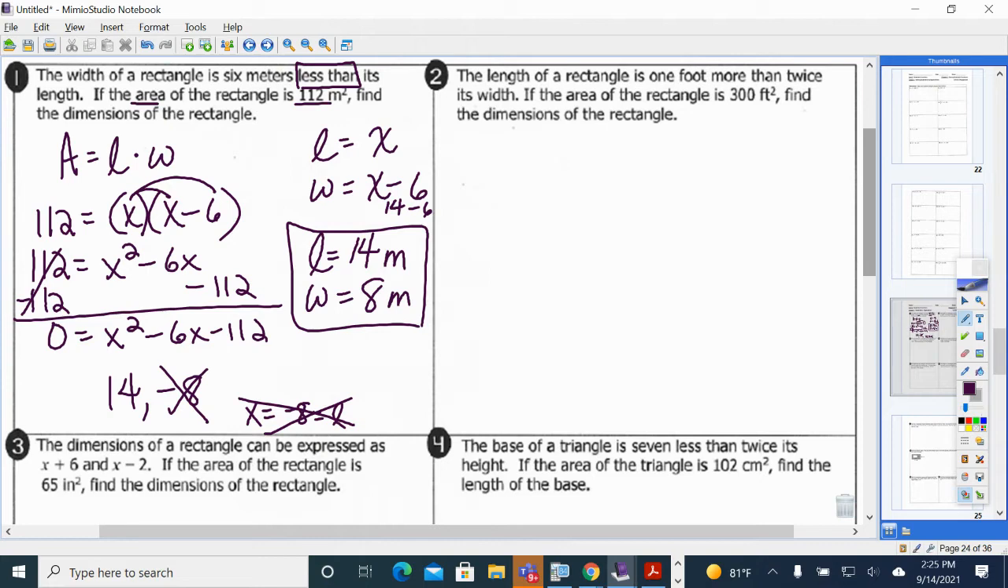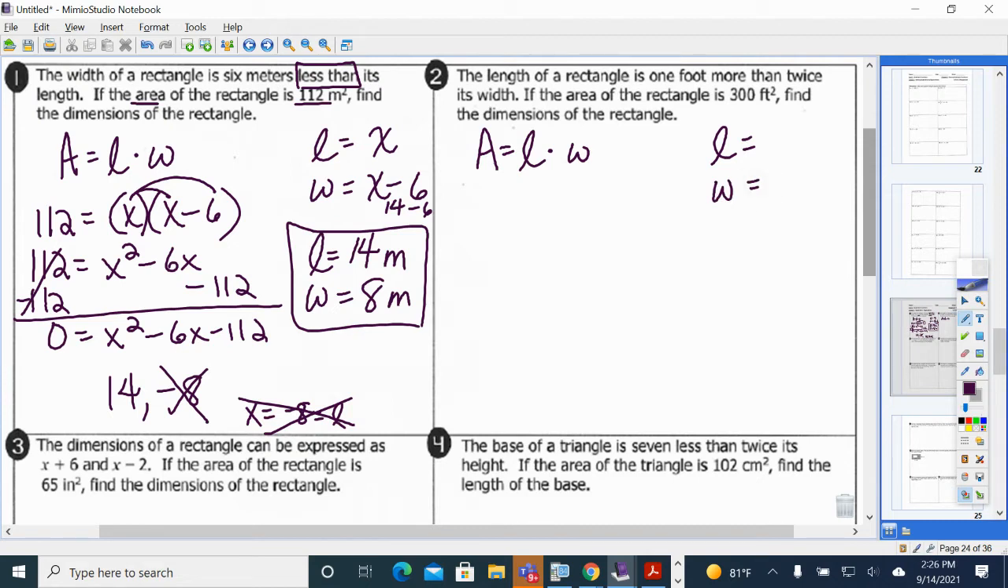If the area of the rectangle is 300 square feet, find the dimensions of the rectangle. So this one is almost identical to question number 1. Again, we're going to be using area equals length times width, and ask yourself which one's the x, the L, or the W.